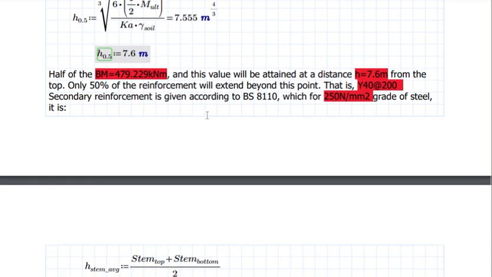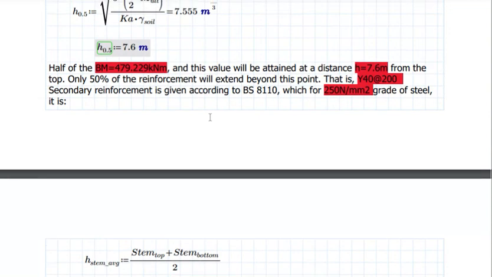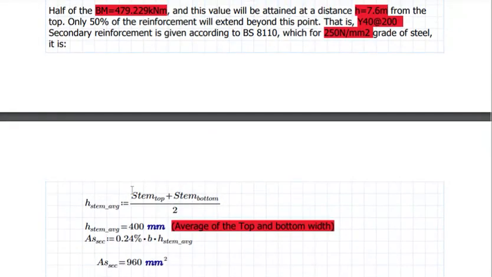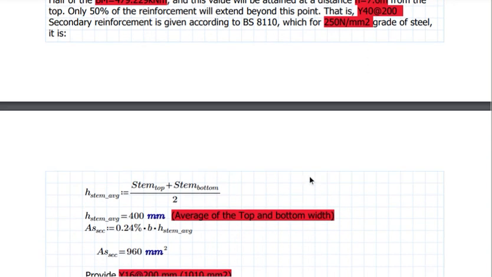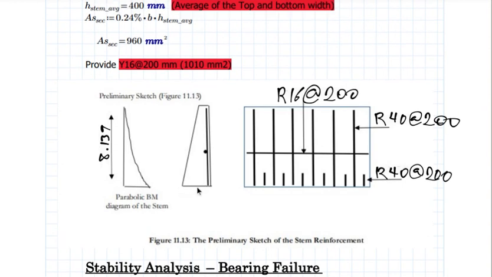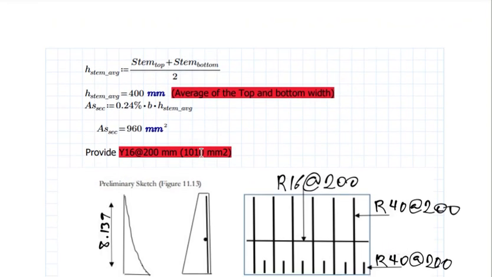Now what that means or entails, we are going to get there subsequently. Let's get there. So we are going to quickly check the average area of steel that we need. As I said earlier, the thickness of this stem at the bottom is higher than the stem at the top. So we are going to take the average of it.